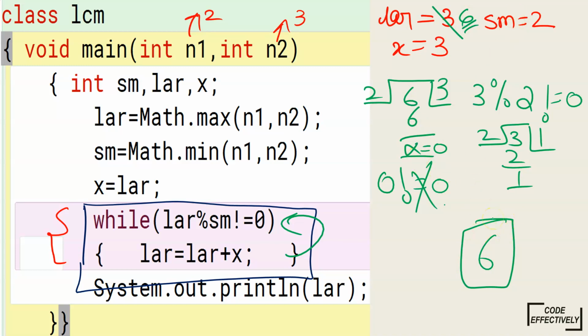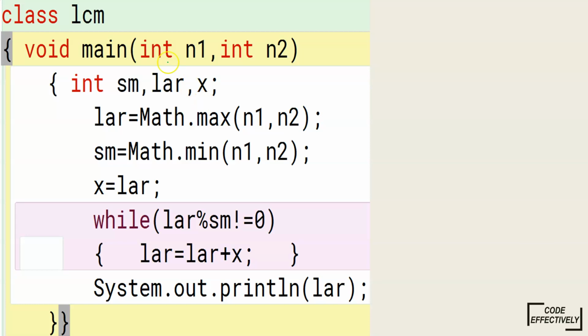Now let's try some other numbers, because this was a small one. Let's take 3 and 9. Let's go for a bigger number. What will be the value of sm now? Math.min gives 3, and lr will now be 9. And x is equal to lr.